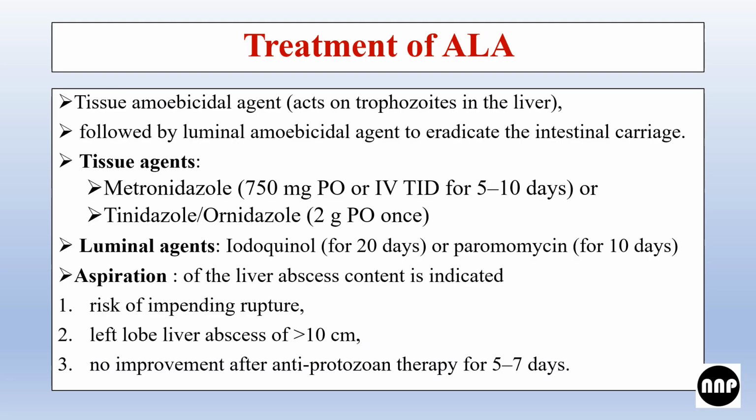Now let us talk about the treatment of amoebic liver abscess. So we have tissue amoebicidal agents, and these act on the trophozoites which are present in the liver. Followed by this, a luminal amoebicidal agent will be used to eradicate the intestinal carriage. Luminal means lumen, the Entamoeba histolytica which is present in the lumen. To eradicate those, a luminal amoebicidal agent will be used.